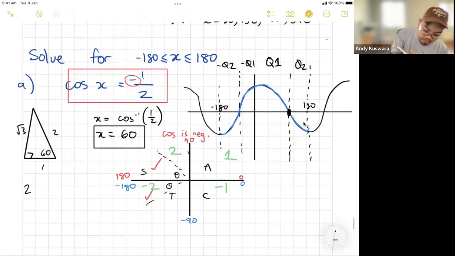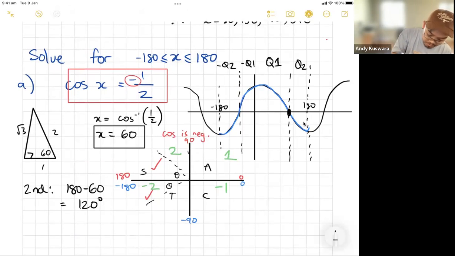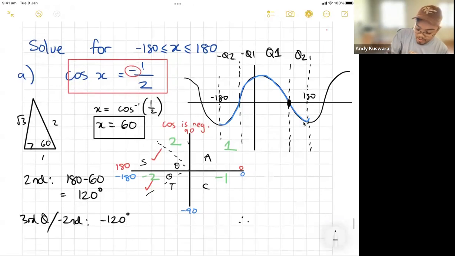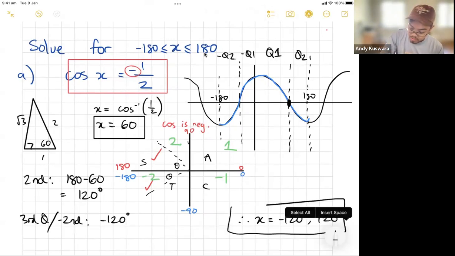Okay, so in other words, if I can find my second quadrant, boom, my second quadrant is found by 180 minus theta. So that gives me 120 degrees. And then to find my third quadrant, which I'm calling my negative second, it's just going to be negative 120 degrees. And we just need to double check. Therefore, x equals negative 120 degrees and 120 degrees. Does that make sense for our domain? Are all our answers between negative 180 and positive 180? Yes. So that's it. Those are our two solutions.